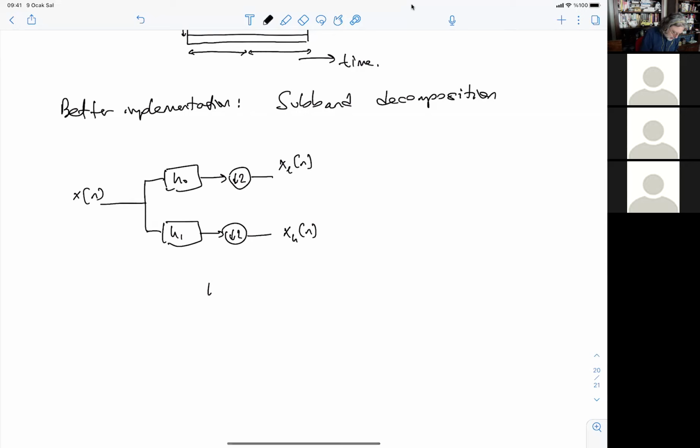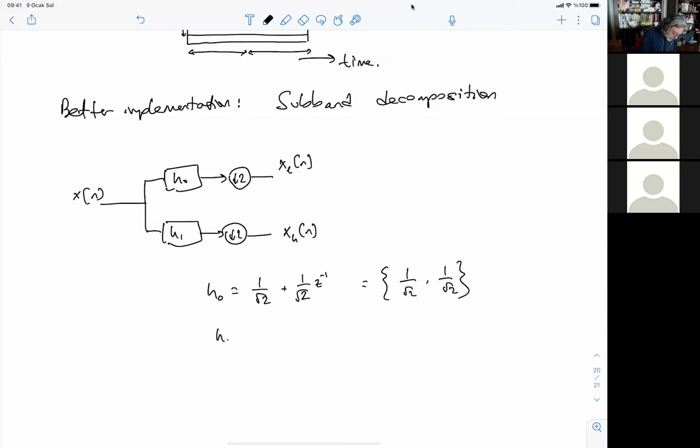And here, H0 filter is 1 over square root of 2 plus 1 over square root of 2 Z inverse, which you can think of as a two-tap filter of 1 over square root of 2 and 1 over square root of 2. I wrote it in the Z transform domain, like a polynomial, but the coefficients are 1 over square root of 2 and 1 over square root of 2. That is the low-pass filter.